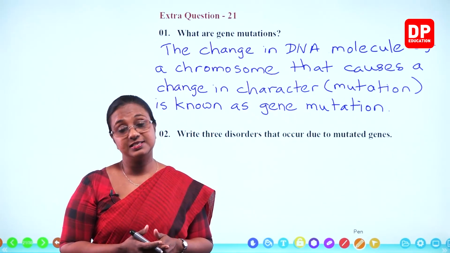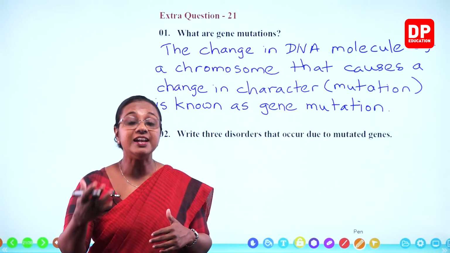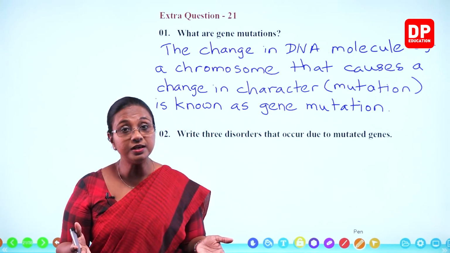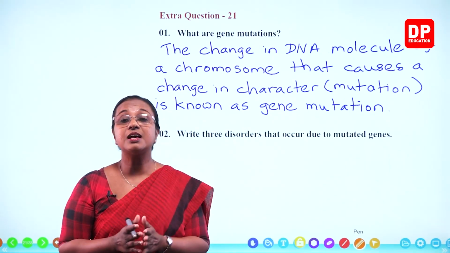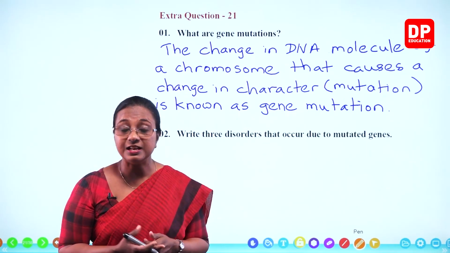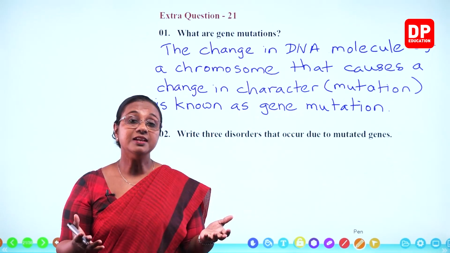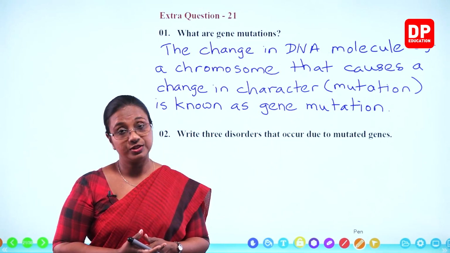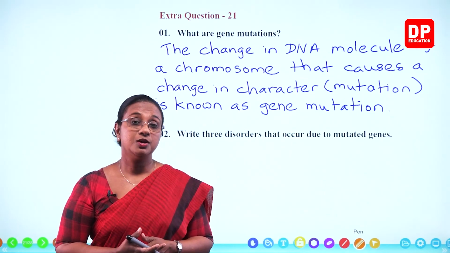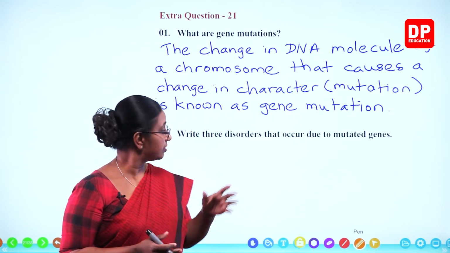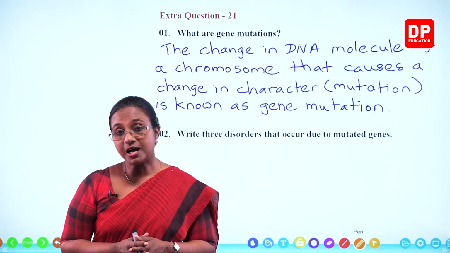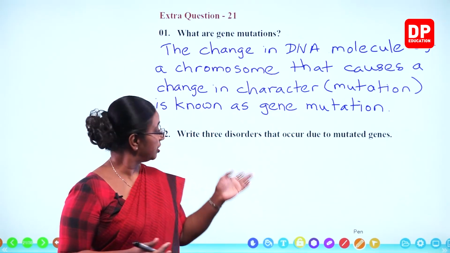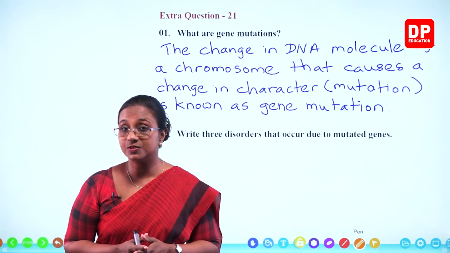Then Klinefelter's syndrome, where you have an additional chromosome. That is also a mutation, XXY. So that is Klinefelter syndrome. Then Down syndrome. That is also a mutation to the autosomal chromosome. So those are all diseases or disorders that are caused by mutated genes. You can write any 3 disorders.